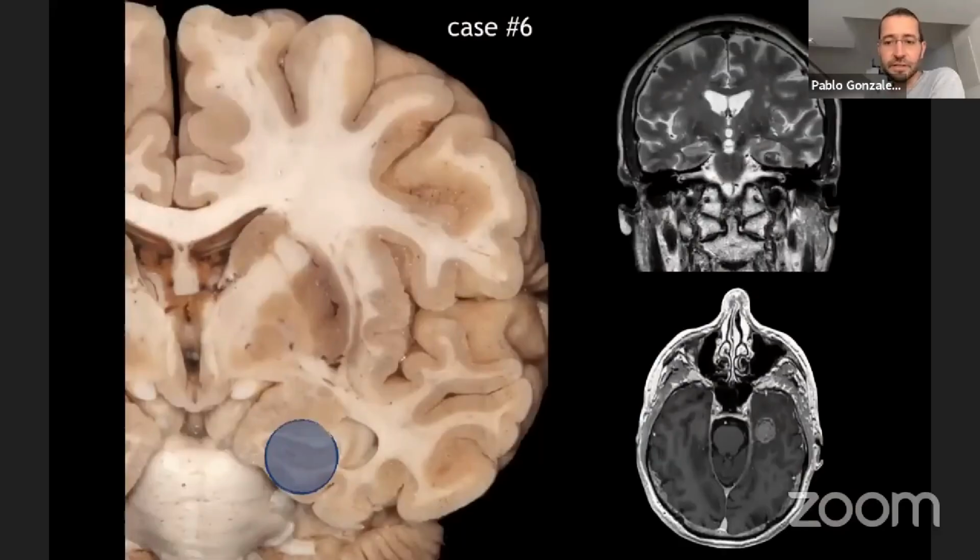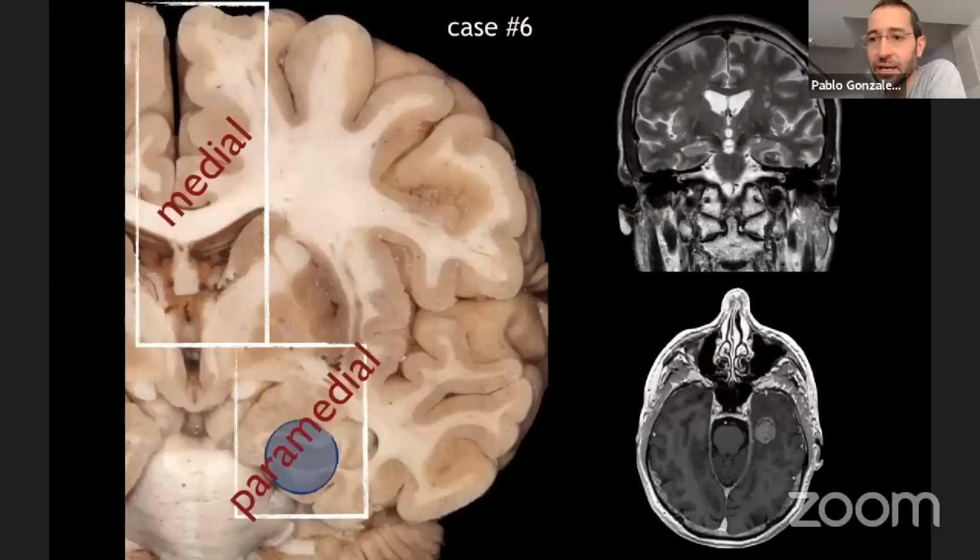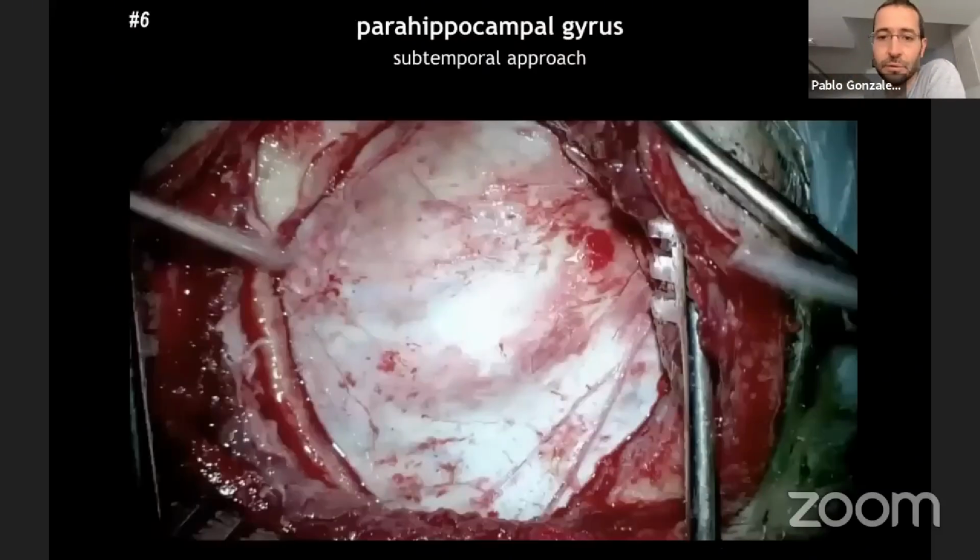Let's move to this different case. This is again a metastasis, and it's located in the parahippocampal gyrus. If you see the T2, you can identify the collateral sulcus just lateral to this metastasis. So this is not medial. As I said before, this is a paramedially located lesion. So in these cases, we prefer to approach them subtemporally, or you can go transcortical. In this case, we went subtemporal so as to, again, follow our rule.